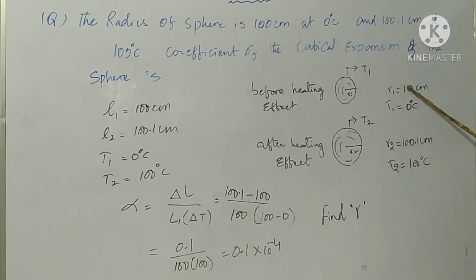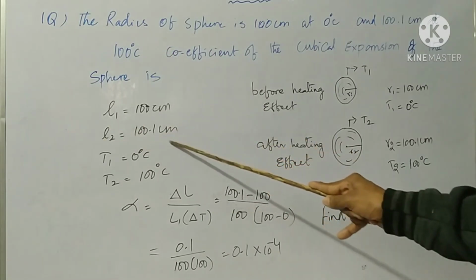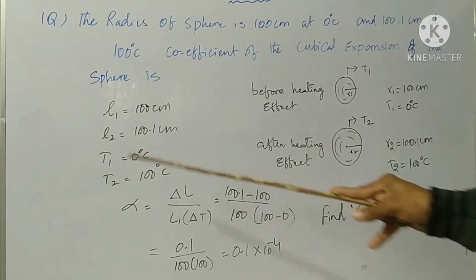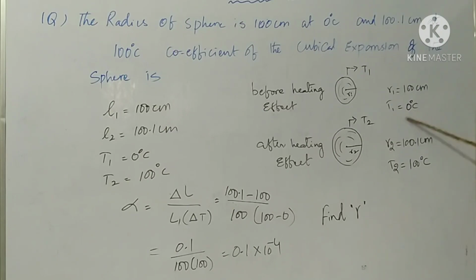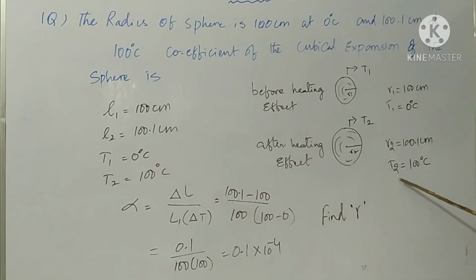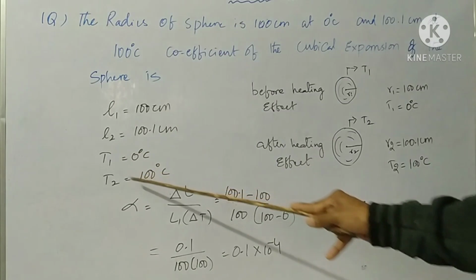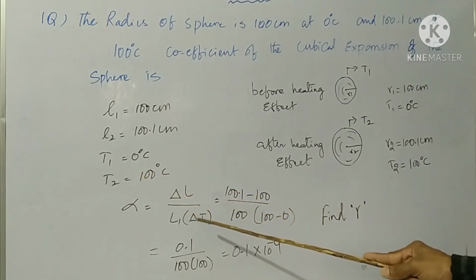At the starting stage, the radius is 100 centimeters. After the heating effect, the radius will be 100.1 centimeters. Here L1 is equal to 100 centimeters, L2 is equal to 100.1 centimeters. The starting temperature T1 is 0 degrees centigrade. After the heating effect, the temperature T2 is 100 degrees centigrade. Substitute these values in our linear expansion formula.